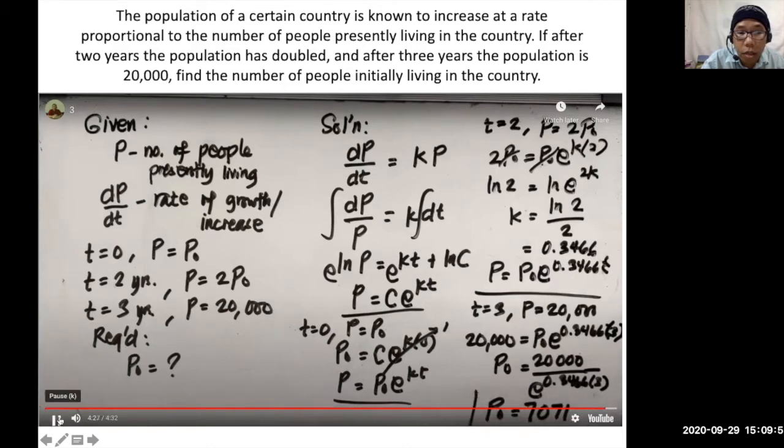Okay, same lang yun. So any clarification here? So the unit, of course, 7,071 people, who are initially living in that country.